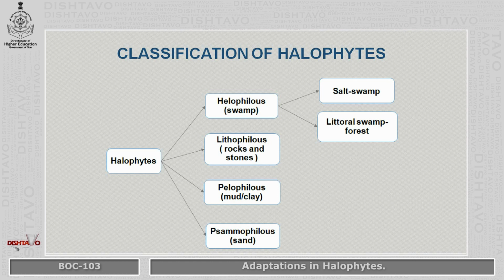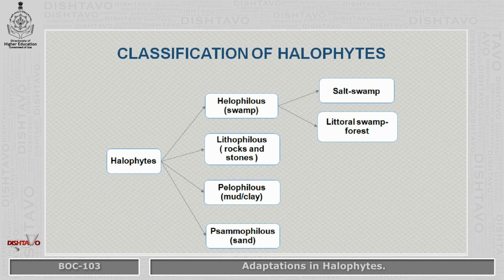Let us understand the classification. Halophytes are divided into four broad classes. First is the Heliophilous. Here, the plants grow in swampy or marshy areas. Second is the Lithophilous. Here, the plants grow on rocks or stones. Pelophilous, the plants growing on muddy or clayey soil. And Psammophilous, here the plants grow on the sand.